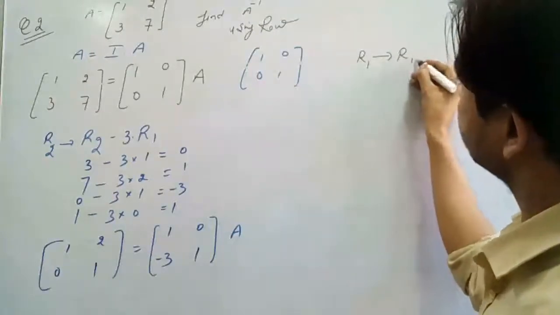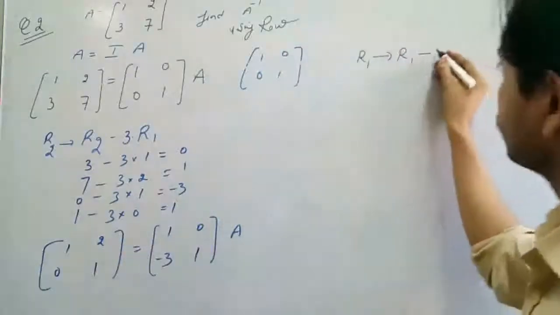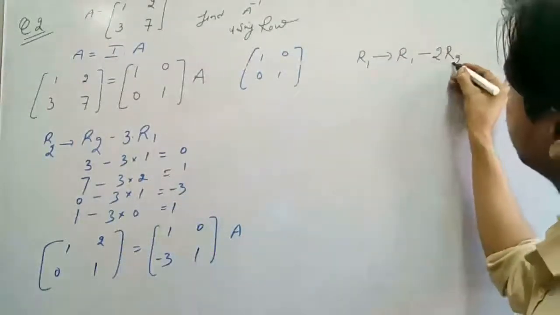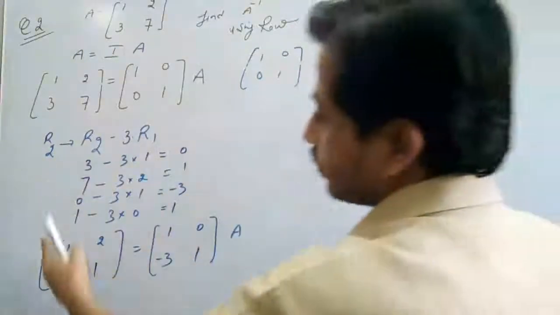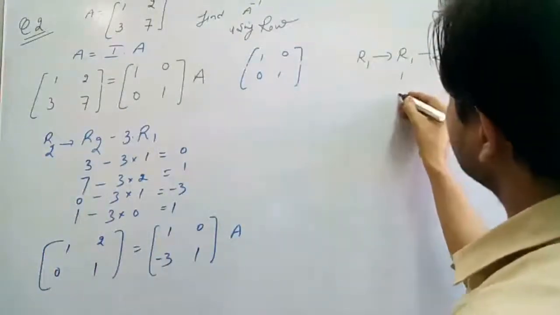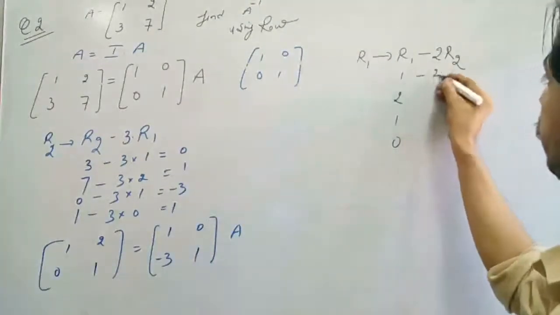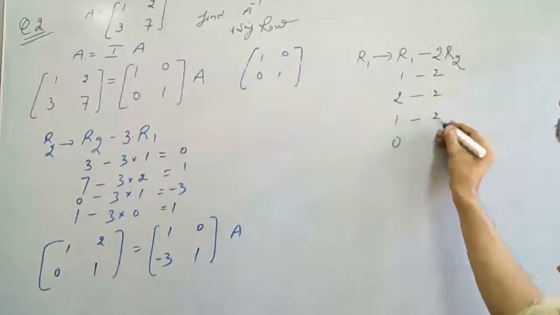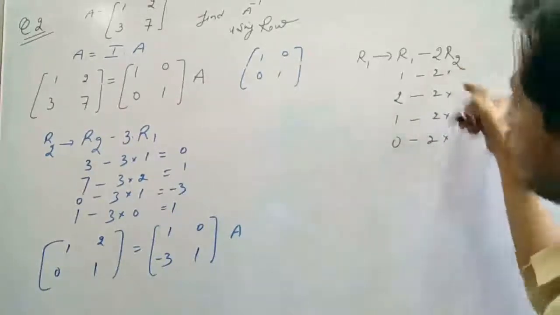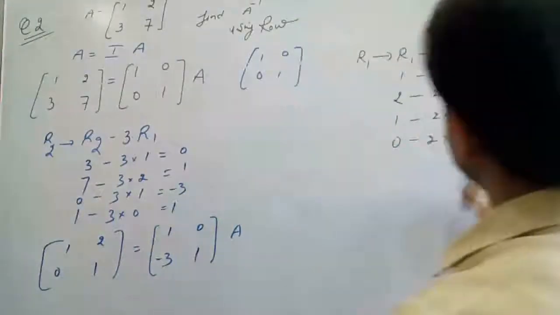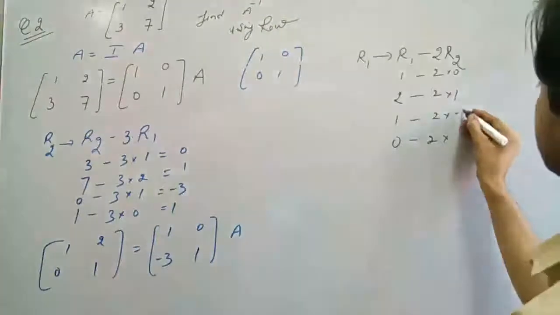R1 minus, first multiply by 2, 2 times R2. Now solve the same step. Firstly we write R1. R1 is 1, 2, 1, 0. Negative 2, negative 2, negative 2, negative 2. Now multiply R2. R2 is 0, 1, minus 3 and 1.